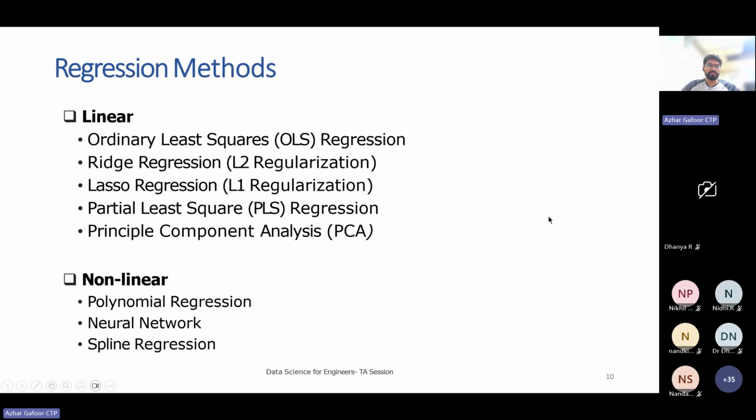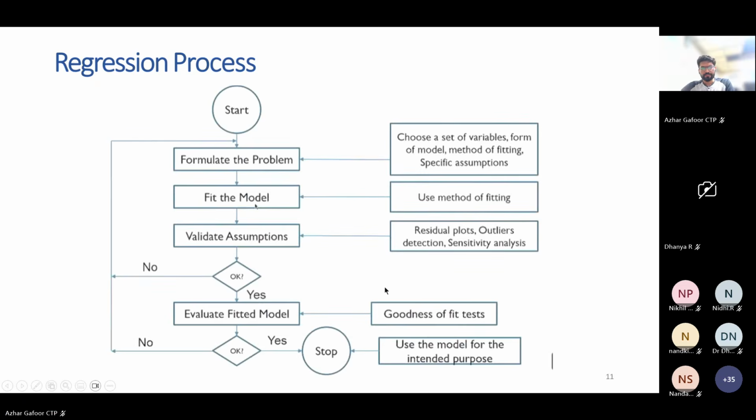So here we have some of the linear regression methods. We have ordinary least squares, then ridge regression, lasso regression, then partial least squares, and principal component analysis. All these belong to the linear regression methods. And for non-linear, we have polynomial regression, then neural networks and spline regression.